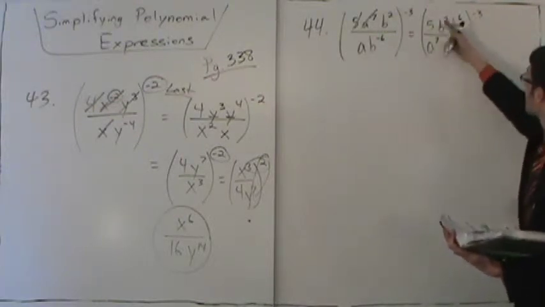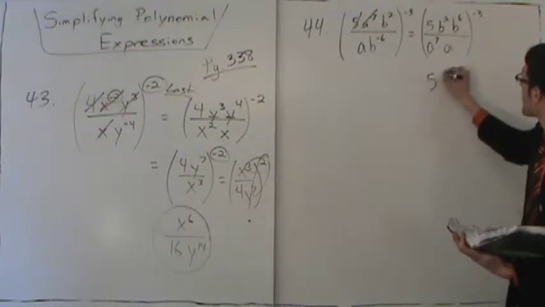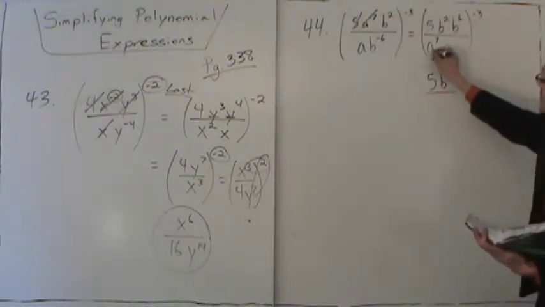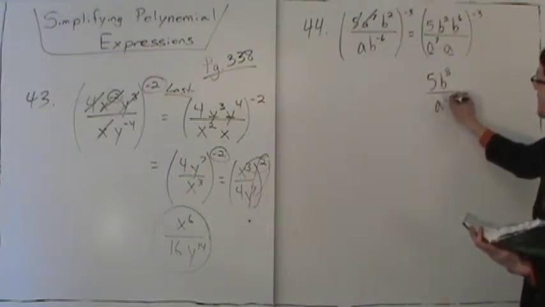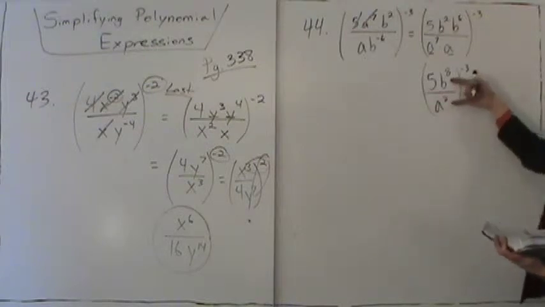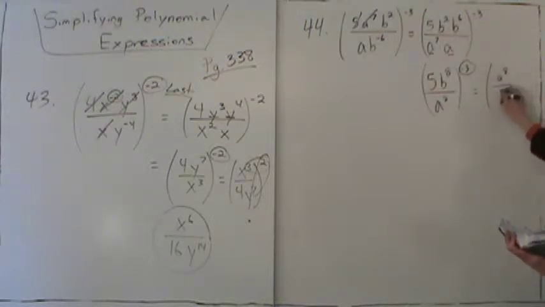Now, we don't have anything to cancel. Instead, we combine the b terms. We end up with 5b to the 2 b's times 6 more b's is b to the 8th over 7 a's times 1 more a is a to the 8th. All this to the negative third power. Now that we've dealt with what's on the inside, we now deal with the outer exponent. Negative means flip it. So we're going to have a to the 8th over 5b to the 8th.